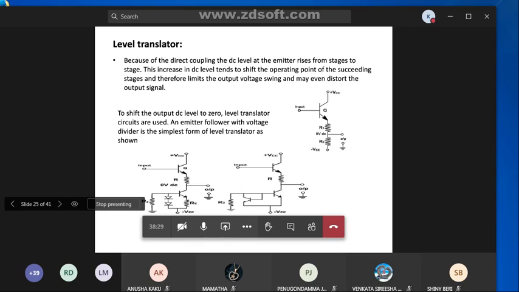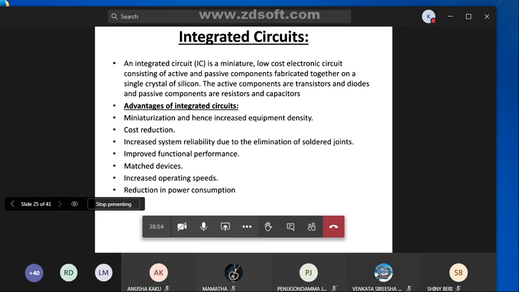Why it is called emitter follower means the output is taken at the emitter. The output is taken at the emitter terminal. So that's why it is an emitter follower circuit. Here the voltage is divided between these two, right? So that's why it is called emitter follower with voltage divider circuit. That is the function of the level translator circuit. Okay.